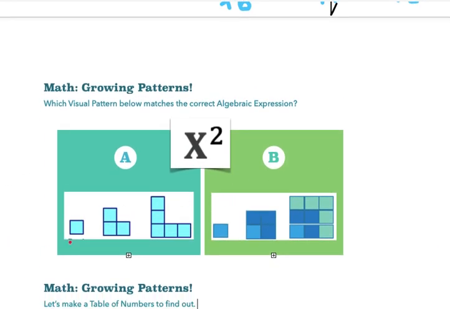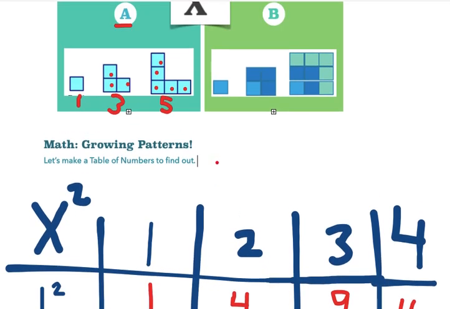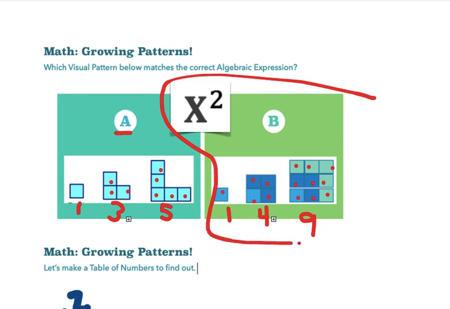Okay, so if we look at pattern A, that's 1, 3 squares, and 5 squares. So that's not it. We have 1, 4, and 9. It must be B. 1 square, 4 squares, 9 squares. Okay, so x squared is a growing pattern that looks like this. The answer is B.